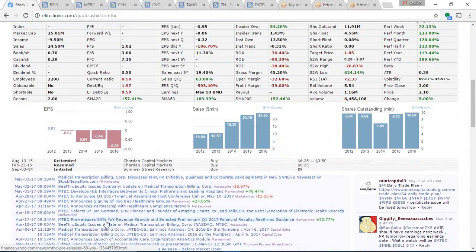Before that, on the 17th, it pre-released its revenue growth and selected primary Q1 financial results. Again, selected primary results, so basically showing the good part. The stock jumped up 31%. So that's what low float can give you. If you have a low float with decent news, you can make really, really quick money.